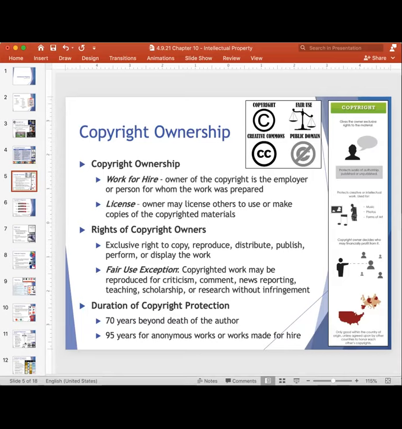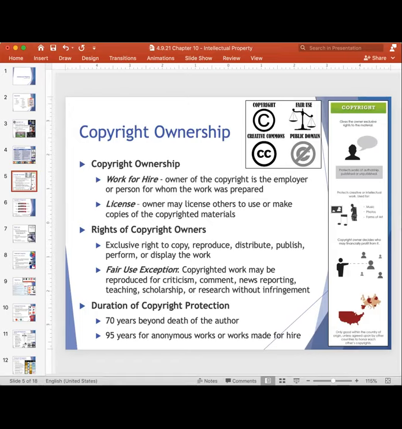With the rights of a copyright owner, as you see on this slide, a copyright owner has exclusive right to copy, reproduce, distribute, publish, perform, or display their work. Basically, they have exclusive rights to their work.